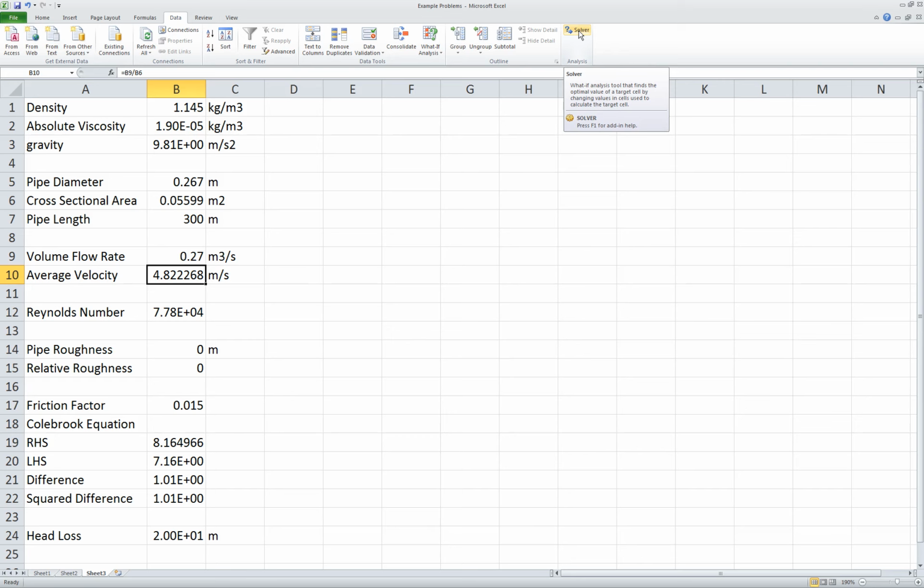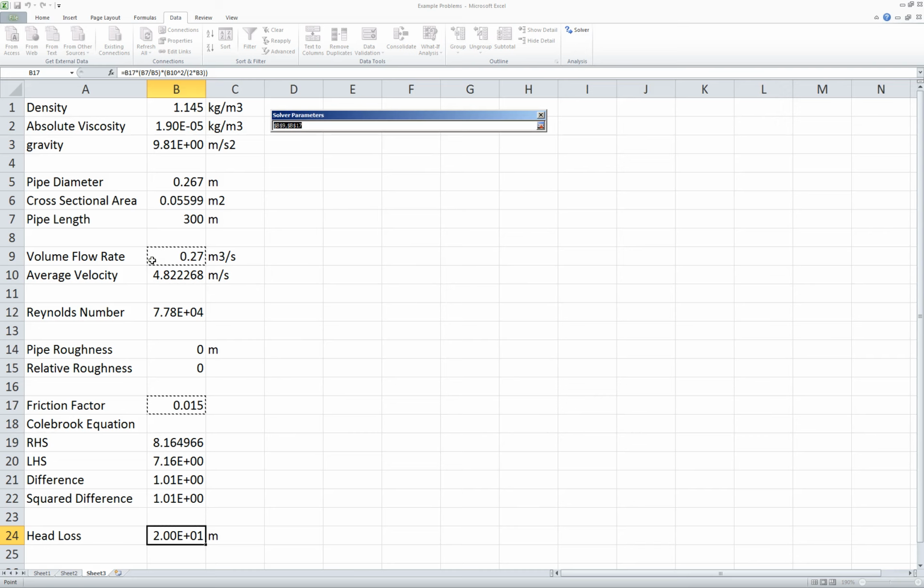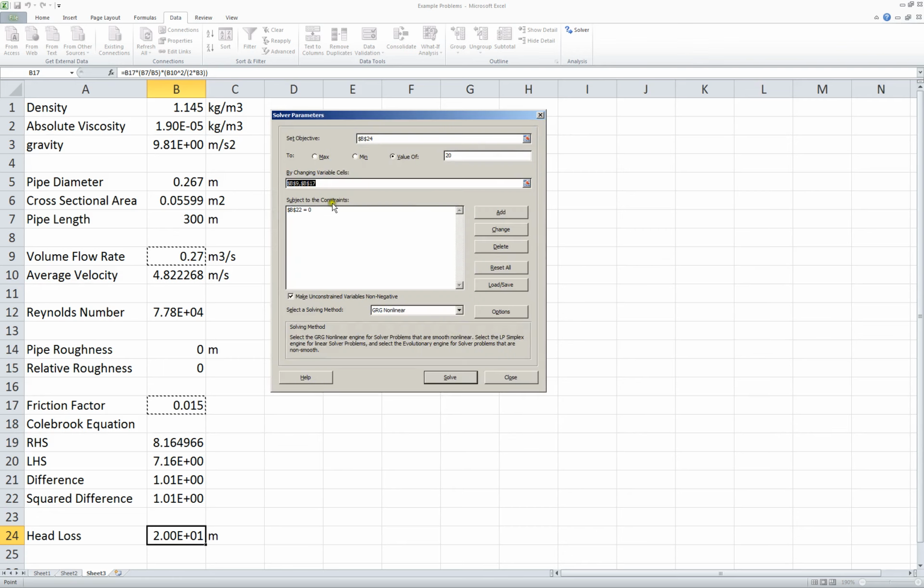Alright, so now that I have my volume flow rate at something that's going to give me a head loss of about 20 meters, I'm going to click on my head loss calculation and then open up Solver. In Solver, I want to again set my objective to be the head loss, and I'm going to set that to a value of 20. Now in Excel, I'm going to allow the Solver tool to change the volume flow rate and the friction factor. And I have to set the constraint that when it adjusts the volume flow rate and the friction factor, the square difference between the right-hand side and the left-hand side of the Colebrook equation must be identically 0.